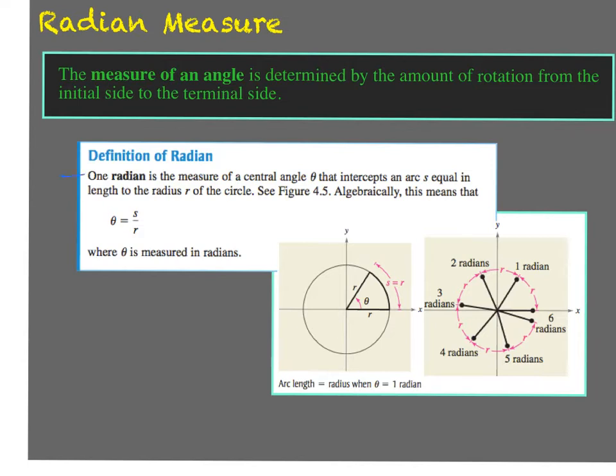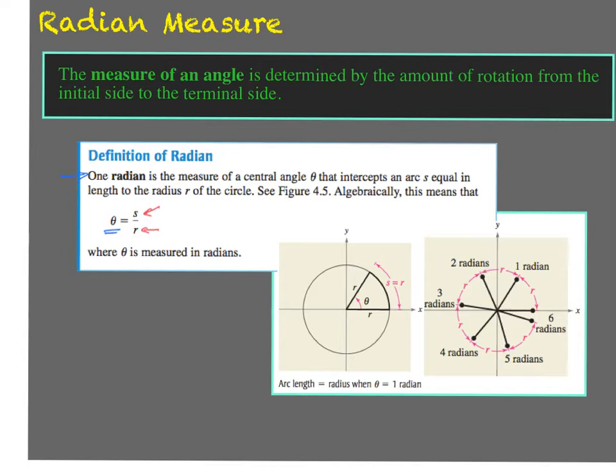Now, the definition of a radian. Kayla's going to read for us. One radian is the measure of a central angle theta that intercepts an arc s equal in length to the radius r of the circle. So this is theta. Theta is equal to your arc length over your radius. Theta, measured in radian mode, because that's what we're going to be working with most in our mathematics, is our arc length over our radius.